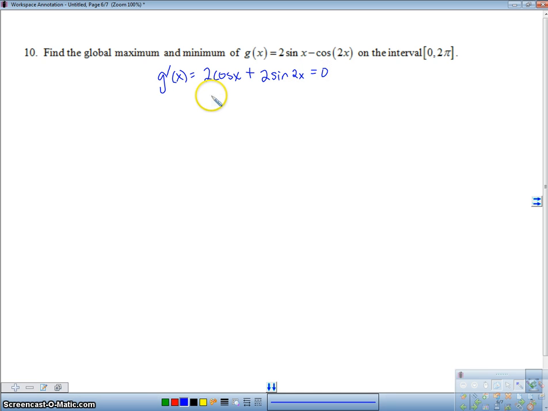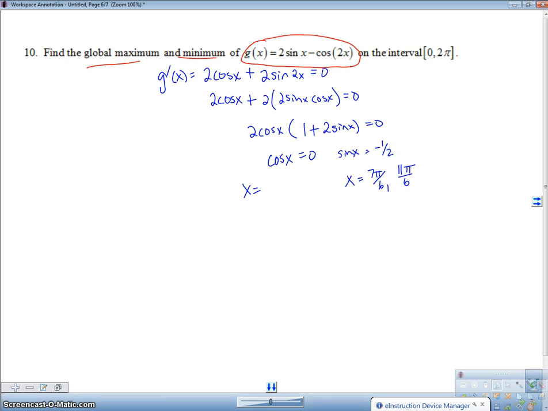Now this one's a little tricky. In order to solve this, I am going to use the double angle formula, which is 2 sine x cosine x. That's going to allow me to factor out 2 cosine x and get 1 plus 2 sine x, and solve for x. When we solve that, sine of x equals negative 1/2, we are going to get x equals 7 pi over 6 and 11 pi over 6.